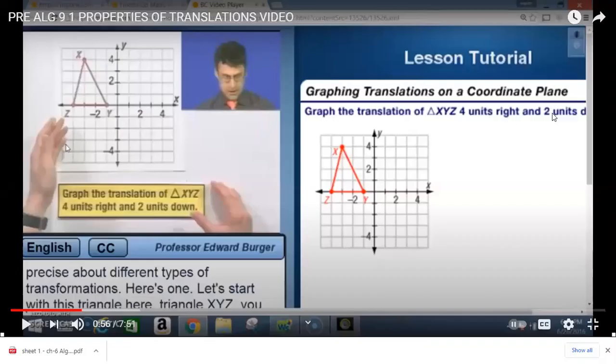Triangle XYZ. We want to translate it 4 units right and 2 units down. Could you please tell me how we will express the rule now? Graph the translation of triangle XYZ, 4 units right and 2 units down. Could you please tell me how you will translate it?